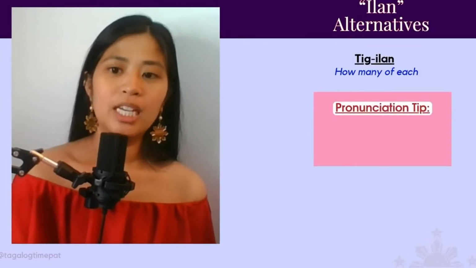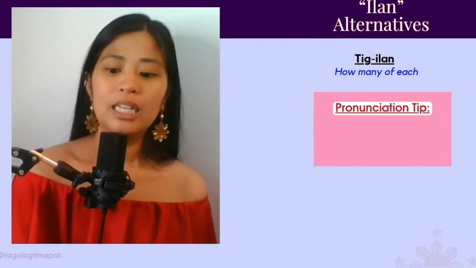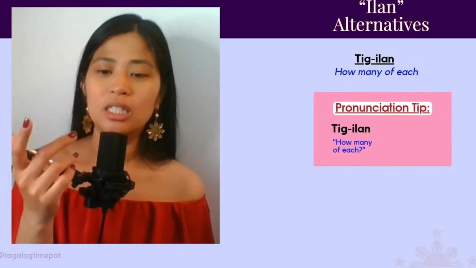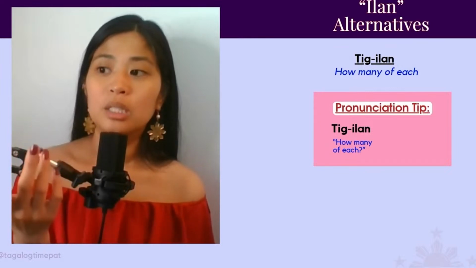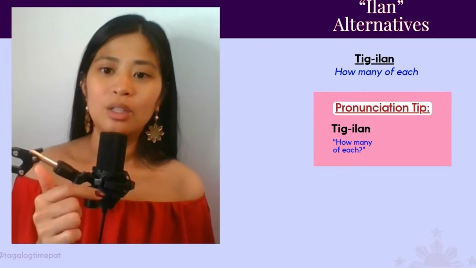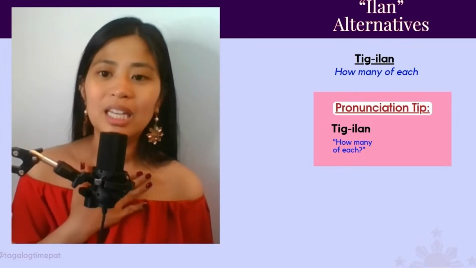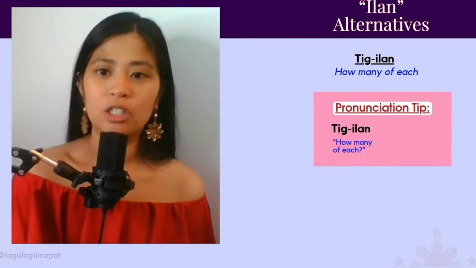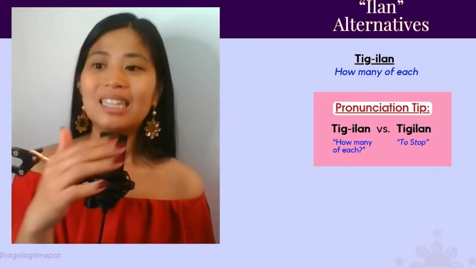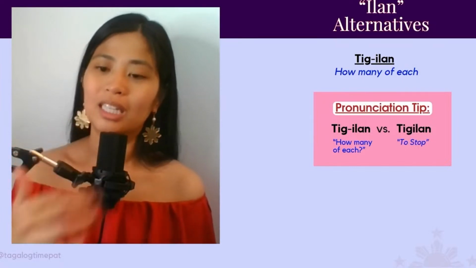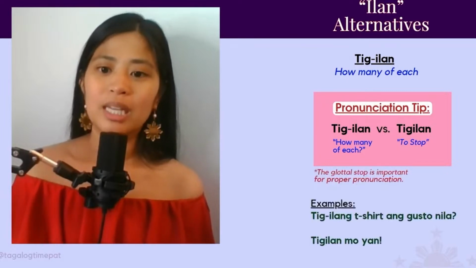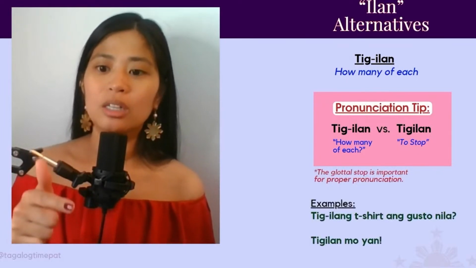And then just a pronunciation tip here. Tig-ilan is a homonym, meaning it can have different translations depending on how it's pronounced. So tig-ilan, when there's a hyphen in it, you have to have that glottal stop. Tig-ilan. That means how many of each. When there's no hyphen, tigilan. It's just one word, tigilan. That means to stop.